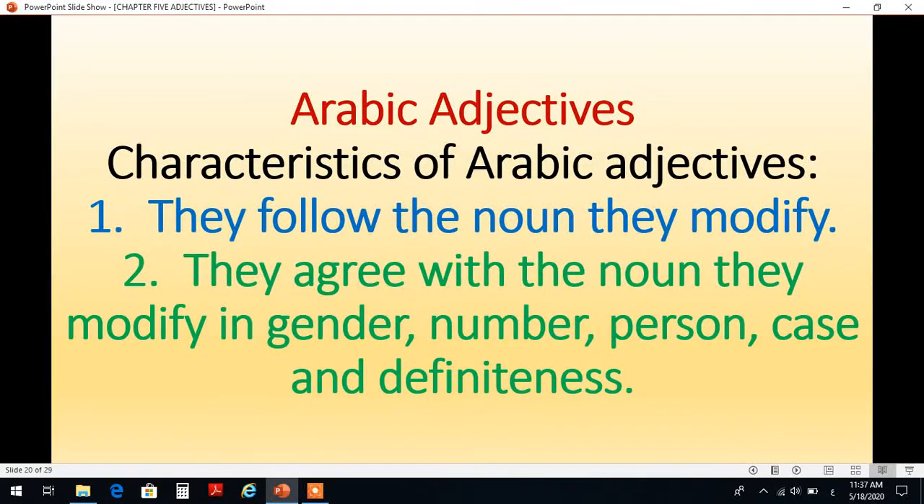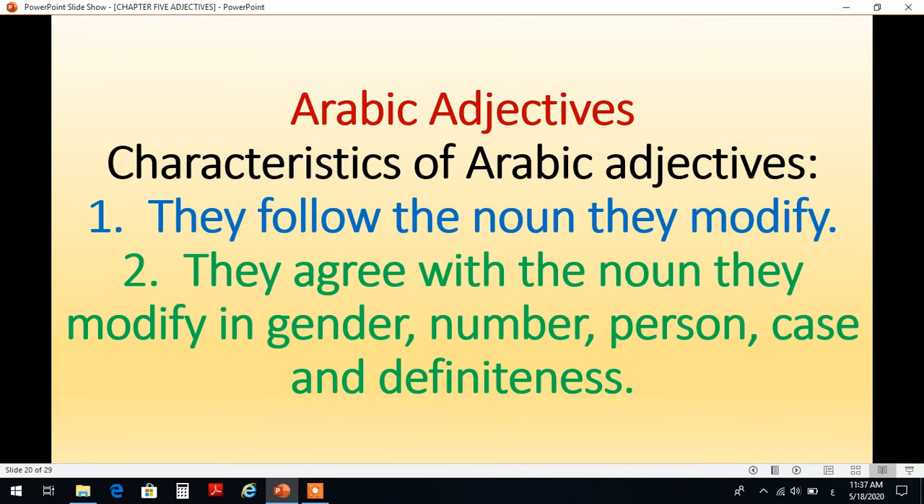Now, after finishing the adjectives in English, we come to adjectives in Arabic. So, characteristics of Arabic adjectives. بماذا تمتاز الصفات في اللغة العربية؟ Number 1. They follow the noun they modify. إذن تتبع الاسم الذي تصفه.